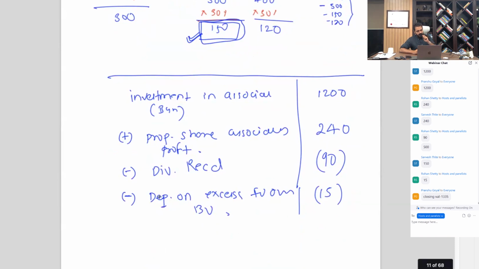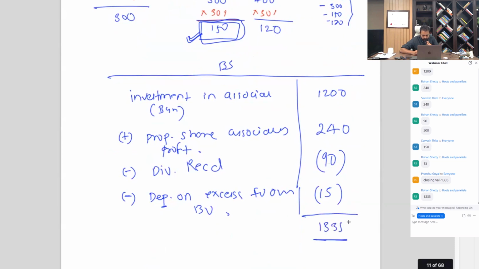Now, is this depreciation recorded on my income statement? No, right? I don't record this depreciation on my income statement. So my balance sheet items are like this. At the end of the year, the balance sheet value will become 1440 minus 15, how much is this? 1335. So this is my closing balance sheet value.